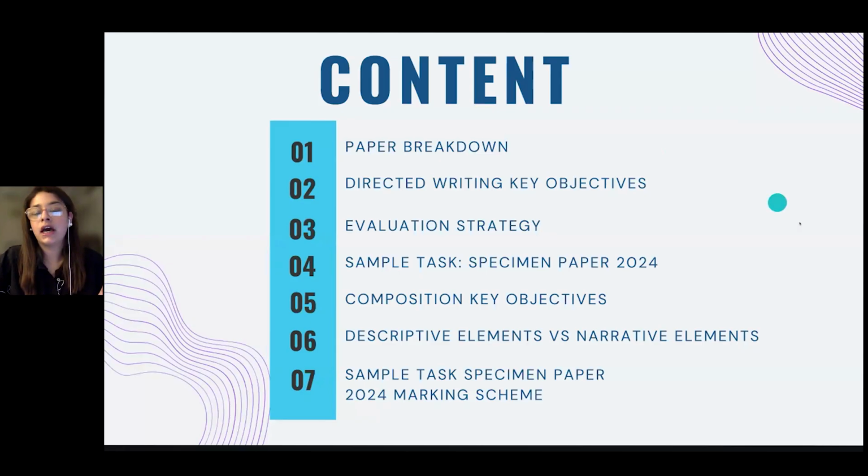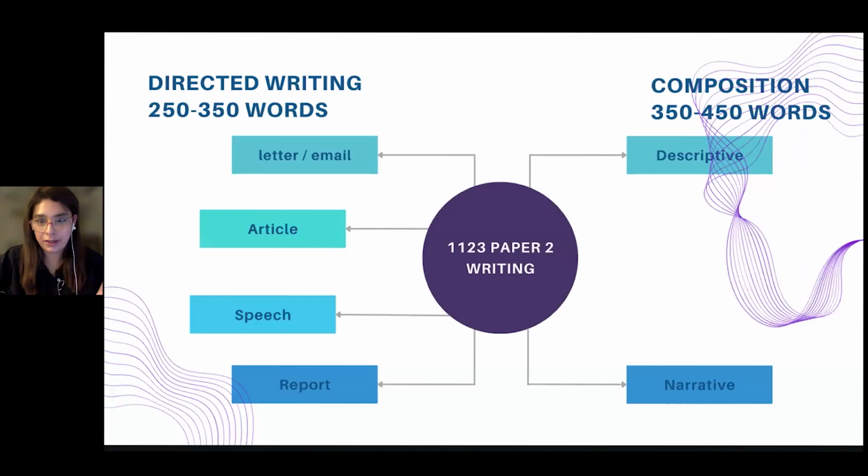You should expect 2 sections within your paper 2, the writing paper. Section 1 is directed writing, where you'll be expected to write 250 to 350 words for one of the following: a letter, email, article, speech, or a report. That's section 1, 25 marks. And then you have composition, which is your essay, where you have your descriptive essay or narrative. You will be given 4 options, 2 for descriptive, 2 for narrative. You will be choosing one and writing 350 to 450 words.